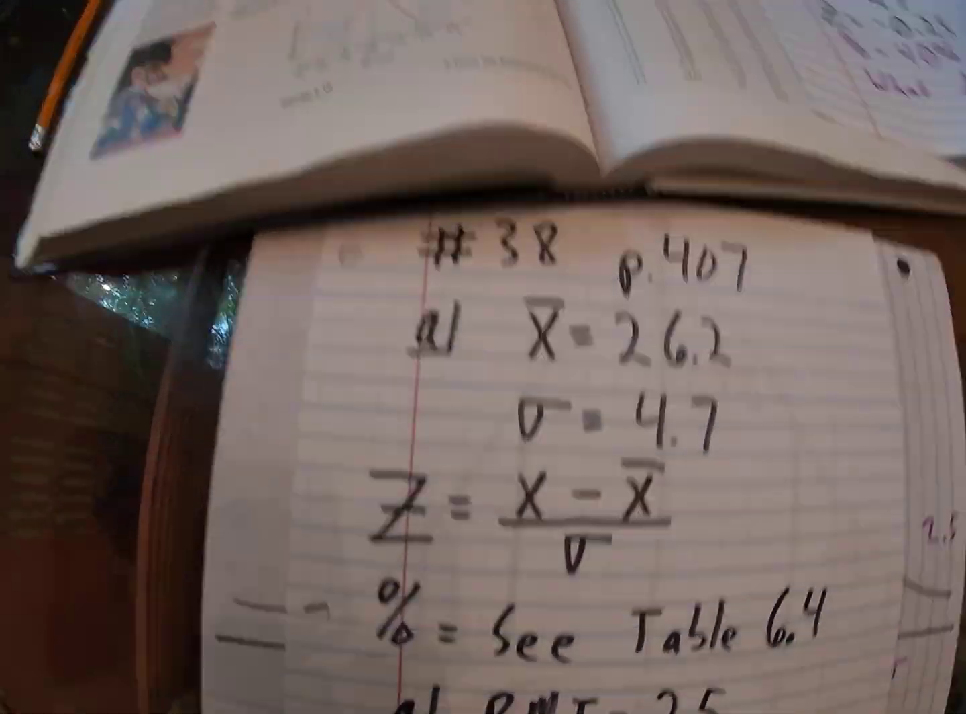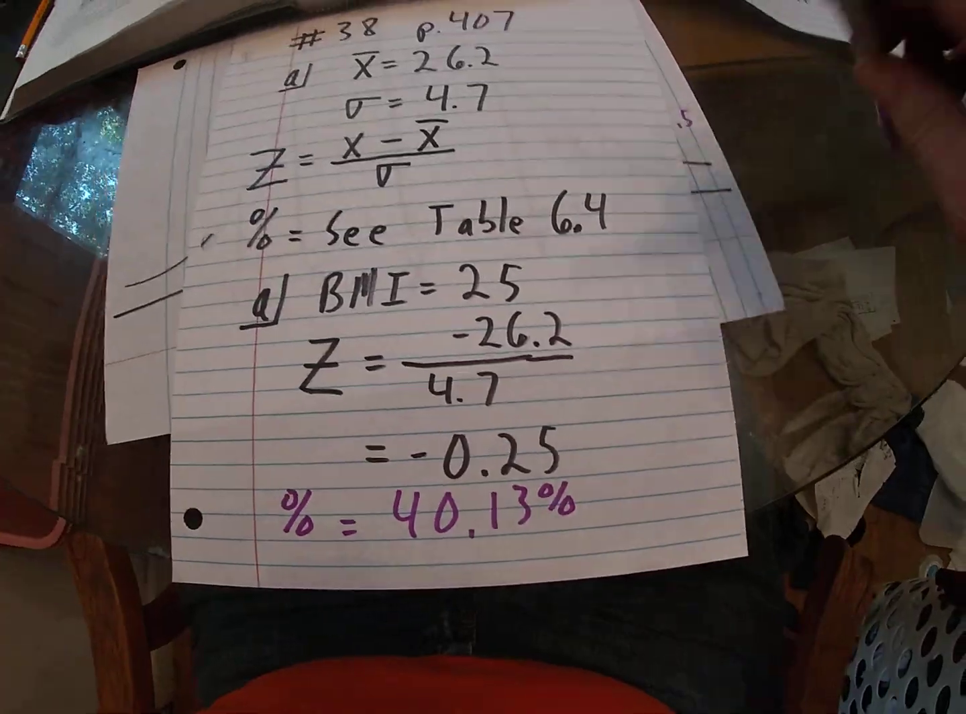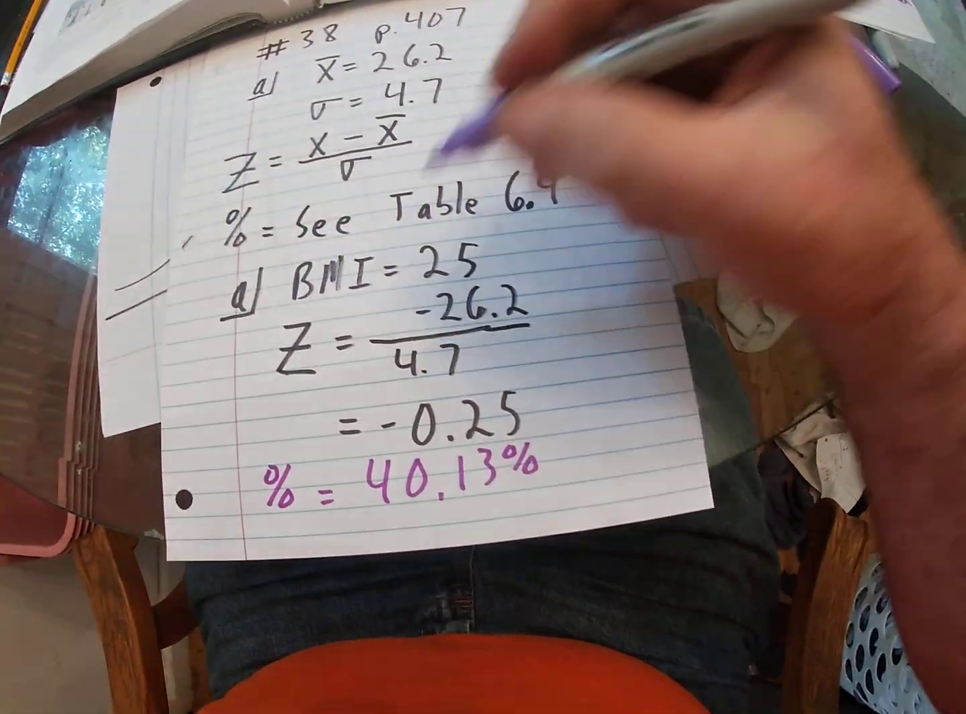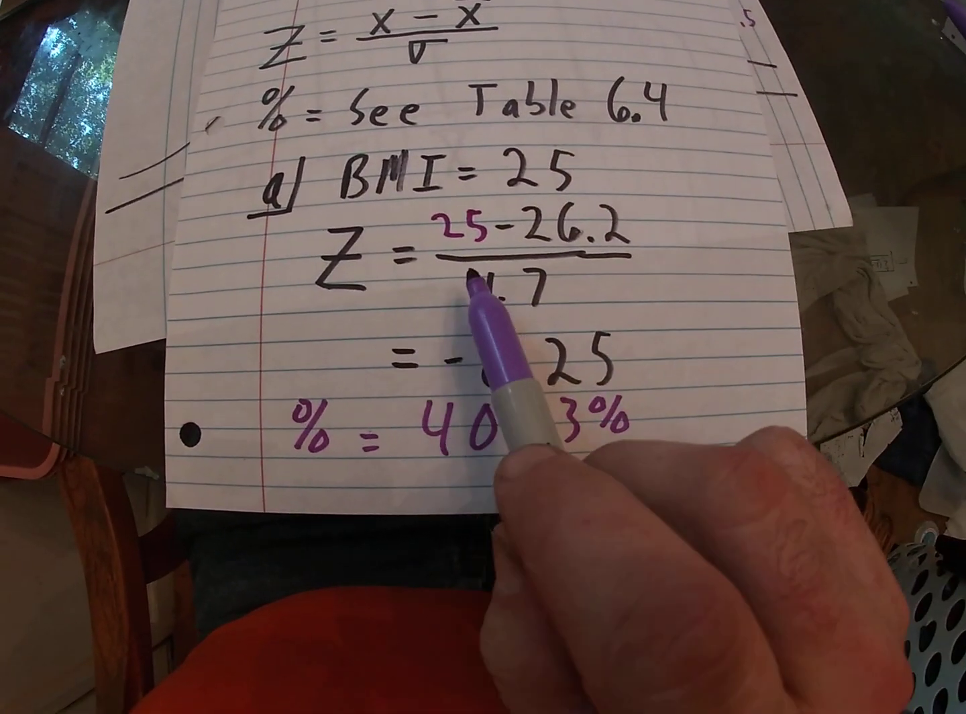And here is table 6.4 in your book. Of course, I know you can't read it, but at any rate, you need to look that up. This is actually quite a straightforward problem. It asks you to find the percentile, or the standard score, for somebody with a BMI of 25. All you have to do is put 25 right into your z-score formula, and then plug your math away.